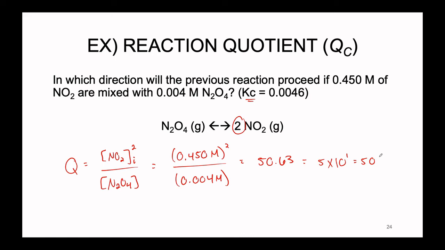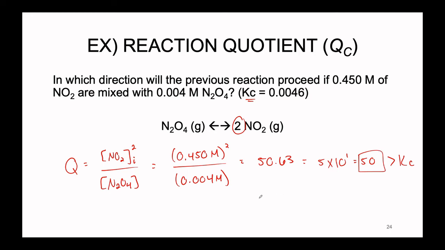All right, but the real question here is not what is the Q, but rather how does the Q compare to the K? How does the reaction quotient compare to the equilibrium constant? Well, we can see that the reaction quotient of 50 is definitely larger than the equilibrium constant of 0.0046. This Q is definitely larger.